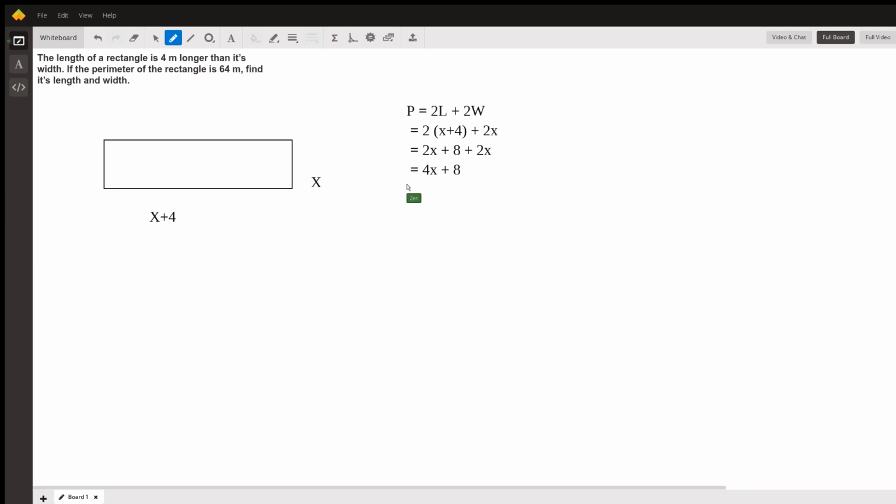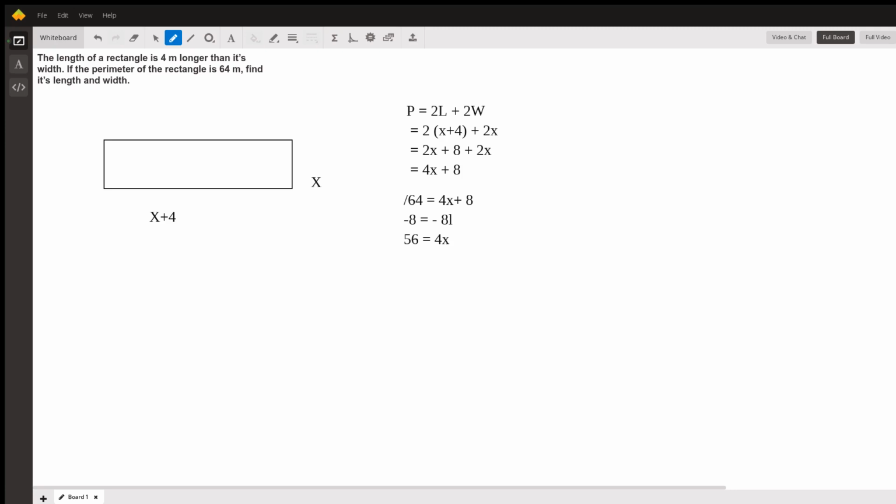So 64 is equal to 4x plus 8. Given this formula here, we can solve for x. Okay, let me get rid of this here. And so what we want to do is subtract 8 from both sides. We get 56 is equal to 4x.